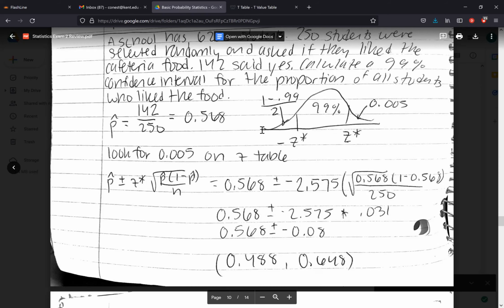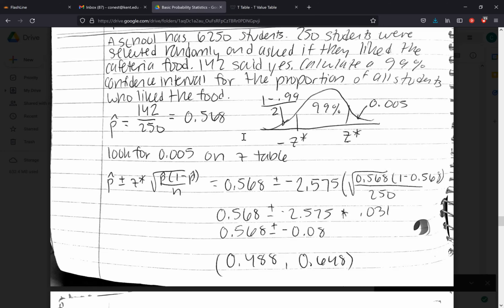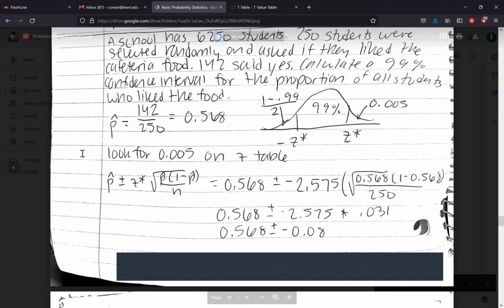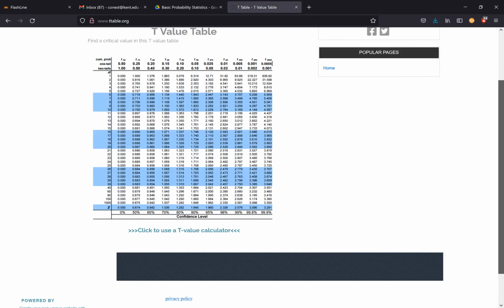So I always take the minus z star, because that will give you the true value for the z table, but you can also do plus z star, but then you have to add the probability. So I just think it's easier to do the one on the left. So what you're going to do is look for 0.005 on the z table. And I can also pull up the z table.